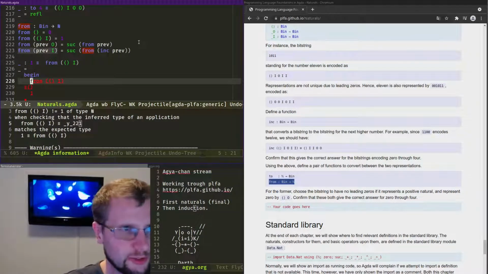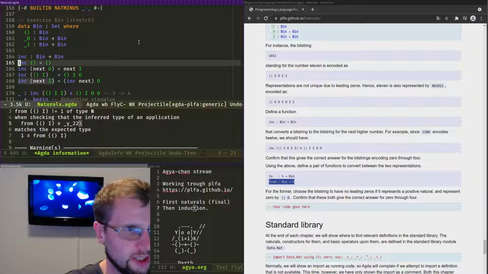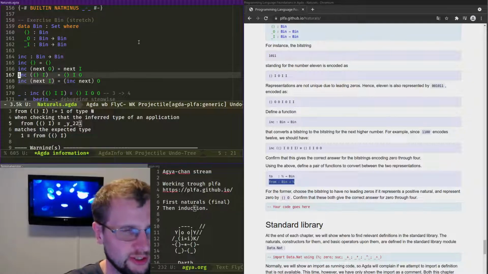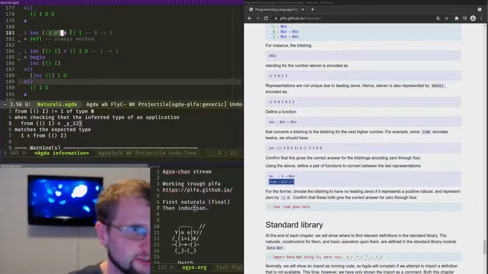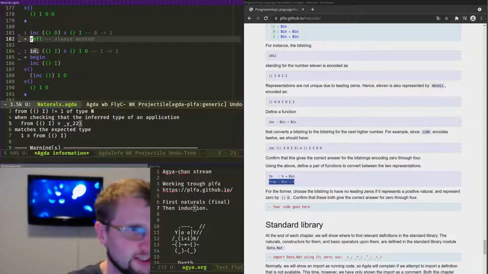But yeah, so it's a function. Inc is a function, and it increases the binary representation of something by 1. It's provably correct. These are all the proofs. And this is just like, oh yeah, sure, I hope it's right. That's what you're saying there.